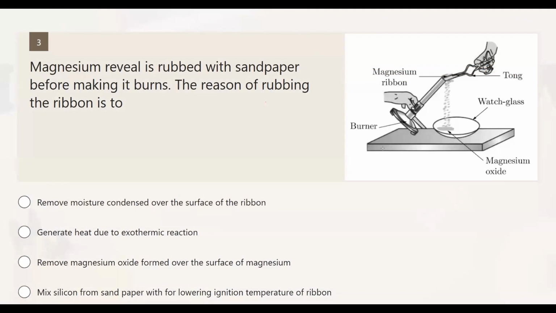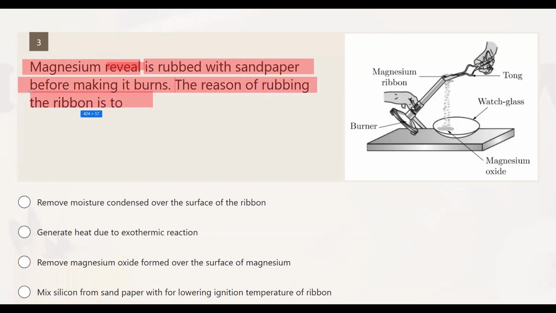That's an MCQ. The third question is: a magnesium ribbon is rubbed with sandpaper before burning it. The reason for rubbing the ribbon is, you know that magnesium is a quite reactive metal. With time it reacts with oxygen present in the atmosphere and forms a layer of magnesium oxide. This layer is protective in nature and prevents the inner layer from getting further oxidized, and it does not burn, right?